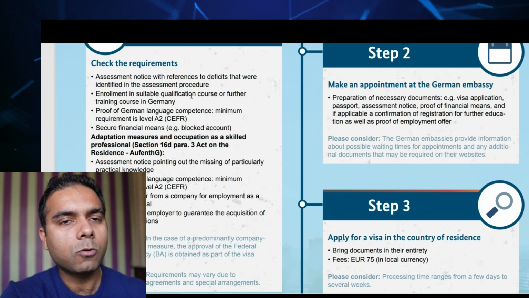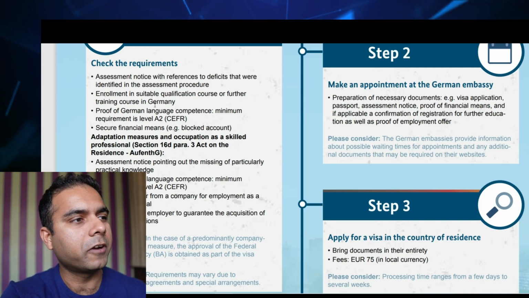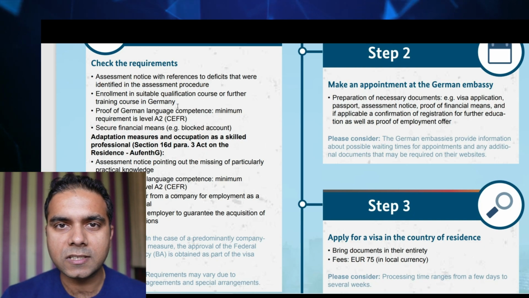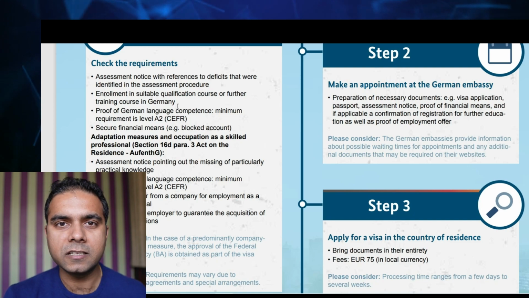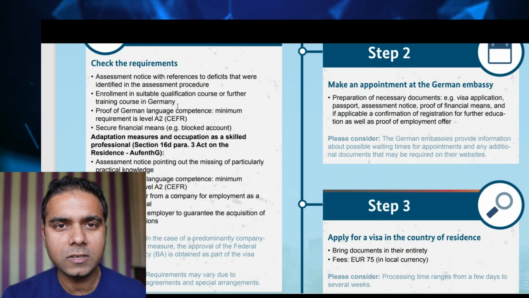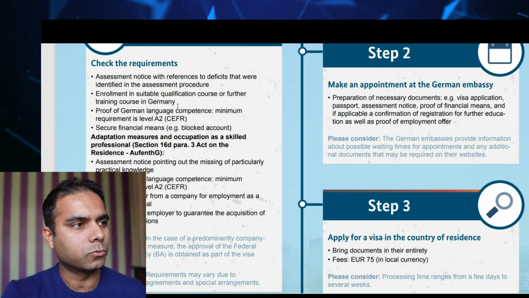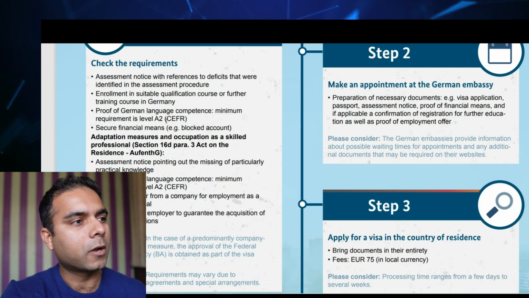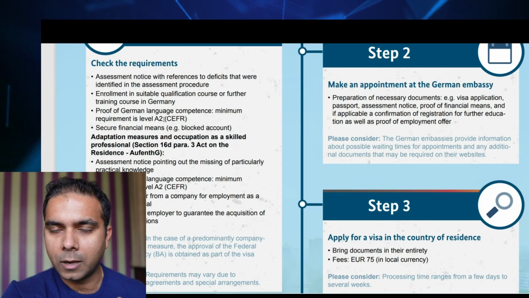Enrollment in suitable qualification course or further training course in Germany. This is here the Fachsprachprüfung course. You enrolled in that. Acceptance in the offline Fachsprachprüfung course. That is your point number 2. Proof of German language competence, minimum required A2. Yes, you can apply with A2.